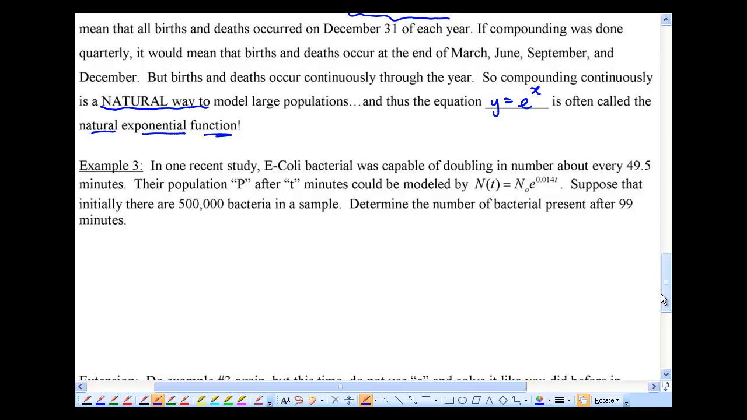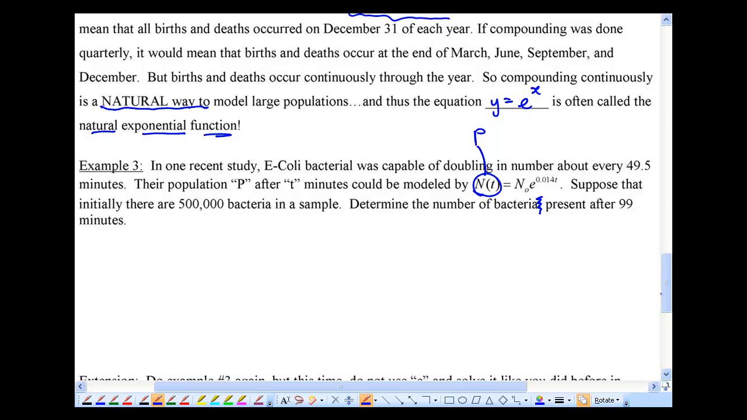N of t equals N0 e to the 0.014 t. I guess what I'm saying here is that this whole thing equals the population, and there's your t, and N0, of course, is your initial population. So in this case, it says, suppose initially there are 500,000 bacteria in a sample. Determine the number of bacteria present after 99 minutes.